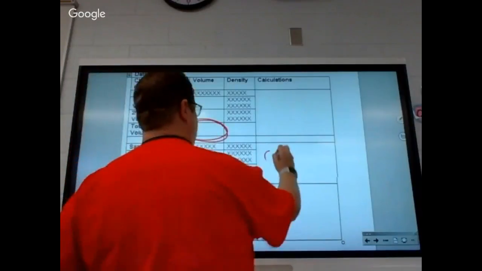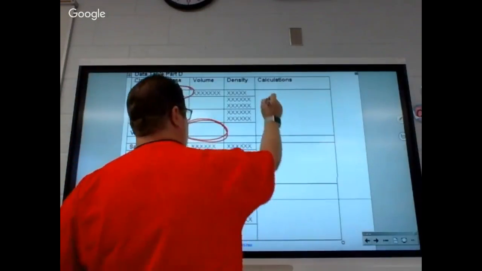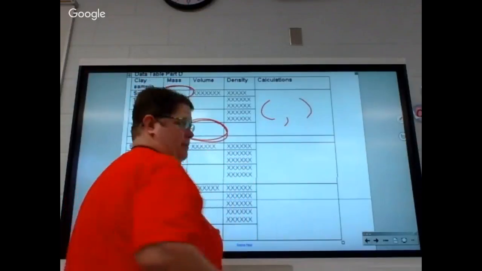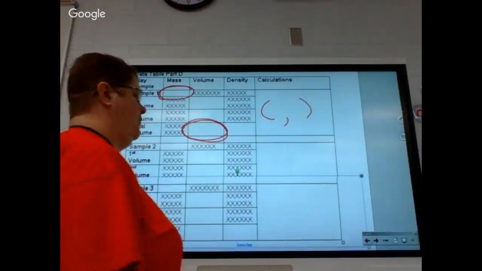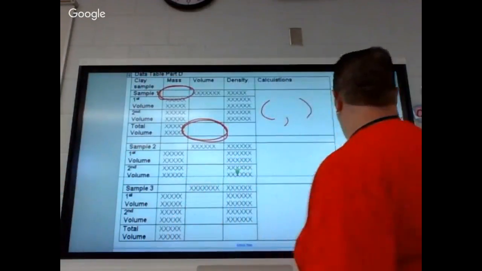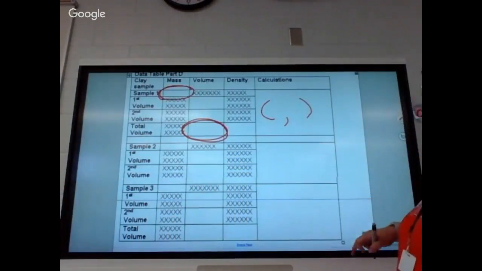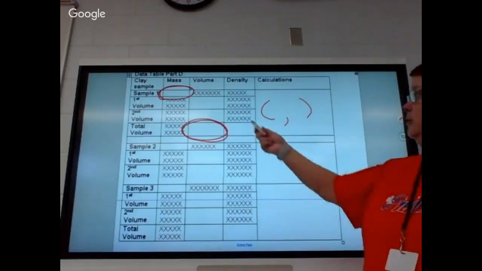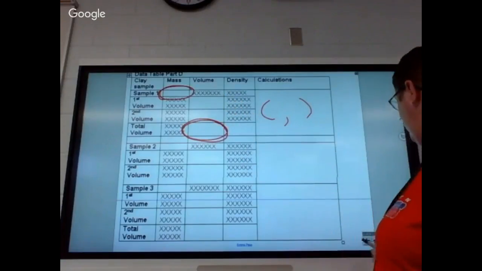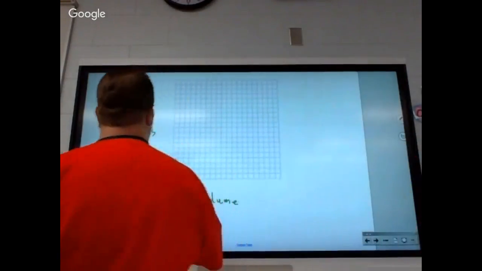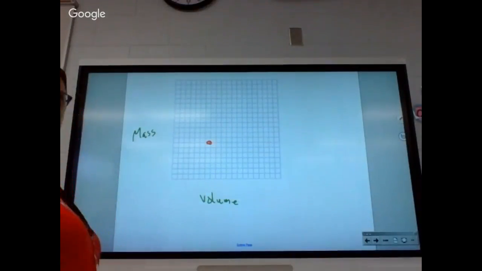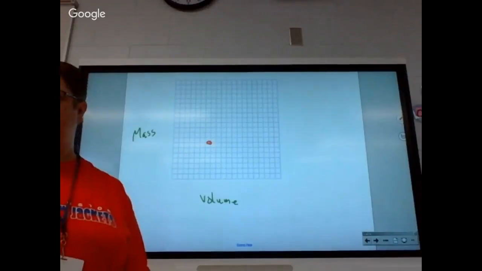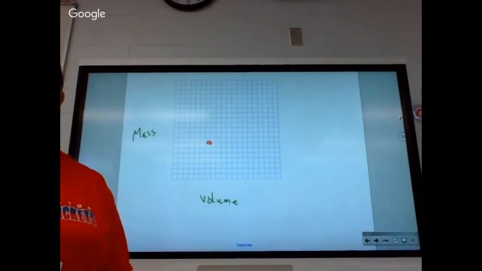It's like your X and Y, okay, like from math class. So you're just going to find that, okay? So X and Y, and you're going to plot it. You're going to come back over here, go up for your mass, over for your volume, and plot your point, okay? Everybody okay with that?